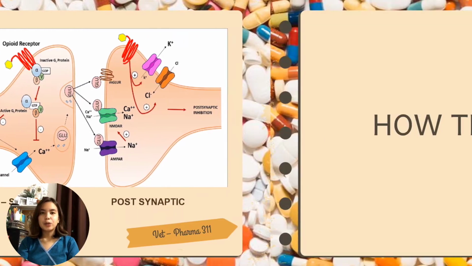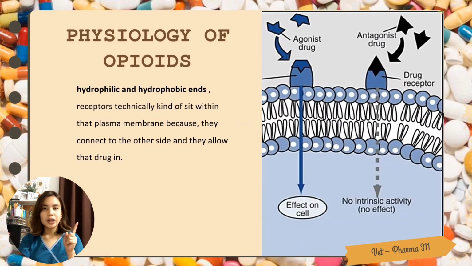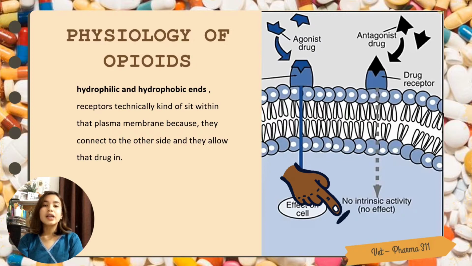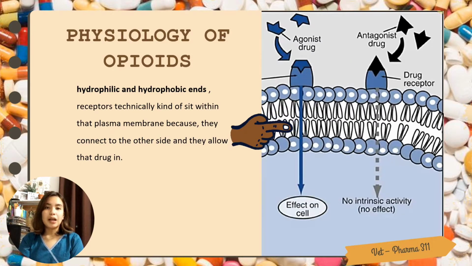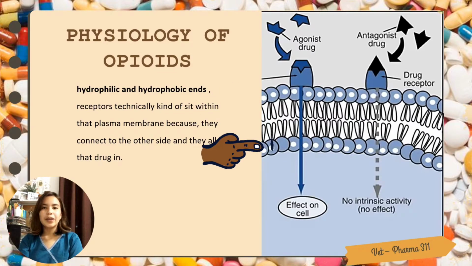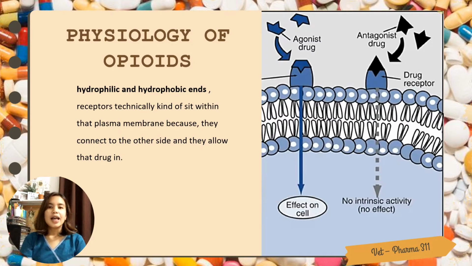A little bit of review, so we're going back to physiology. I'll just show you here. We've got this picture of the inside of the cell, this is the outside of the cell, and this is the plasma membrane, with the hydrophilic and hydrophobic ends. The receptors technically sit within the plasma membrane, because then they connect to the other side and allow the drug in.